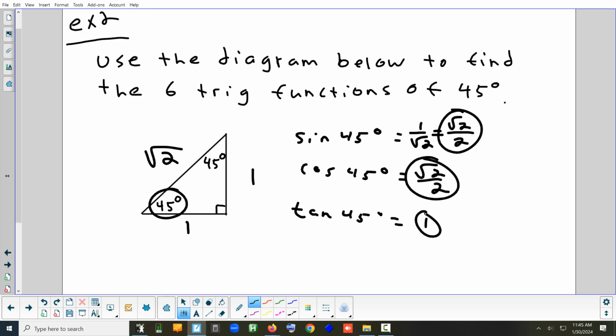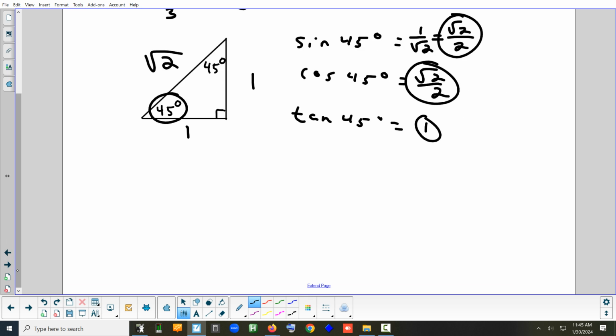Okay. And what would you do to those 3 to find the next 3? Flip them. So I'm just going to find the 3 trig functions, and you could flip them if you wanted to know the other 3. Any question on how you would flip them? It's no different than the other ones we flipped. Alright, so there's that one.